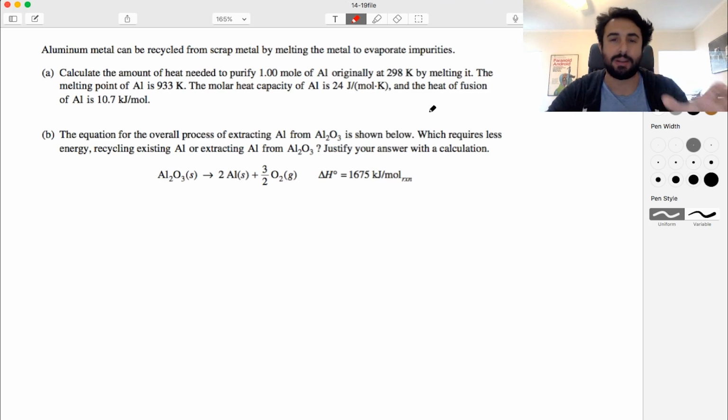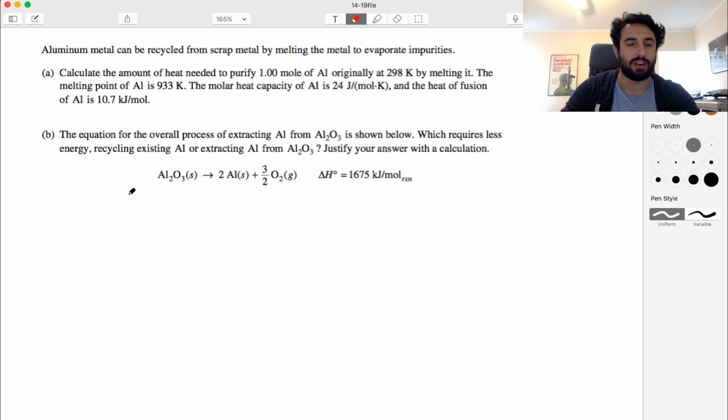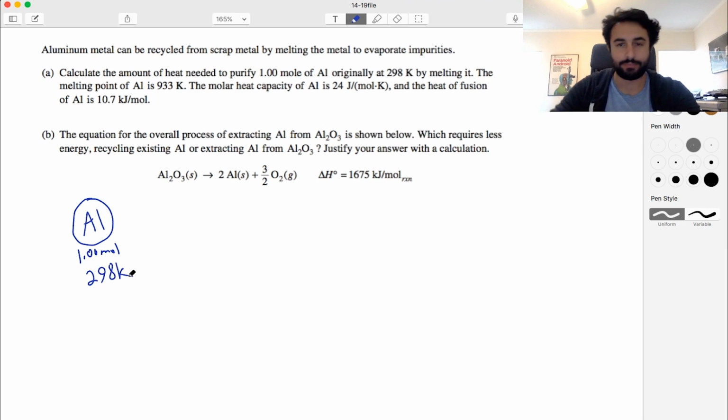So sometimes these can be a little bit daunting, but let's just envision what we're talking about here. Let's say we have some aluminum. Let's make that a different color, actually. Let's say we have some aluminum here, it's 1 mole, and it's sitting at 298 K, right?